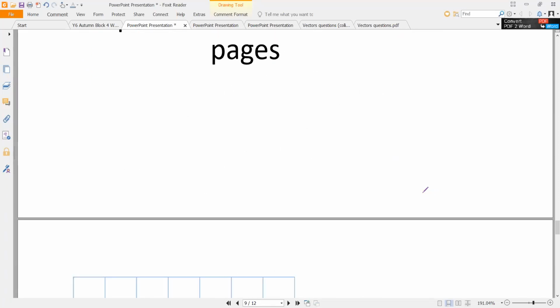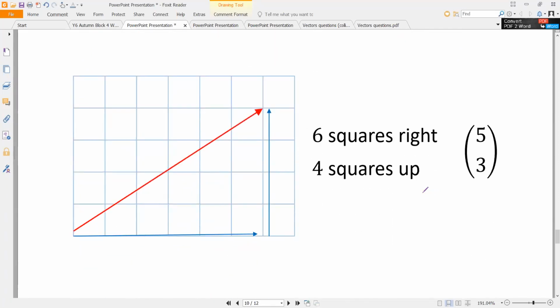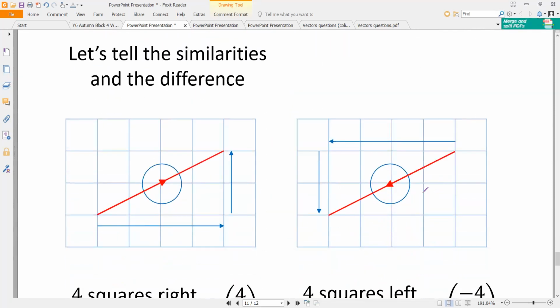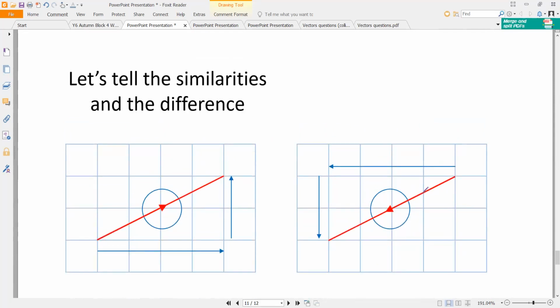Now, I'll leave you to do this. You can pause the video, and when you try this, you tell me the vectors, then you play again to see the solution.